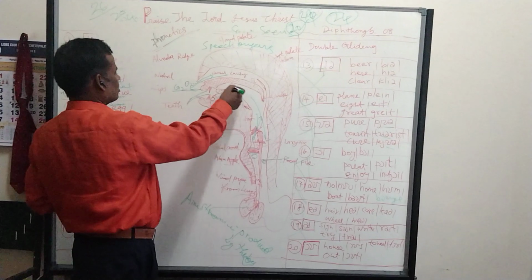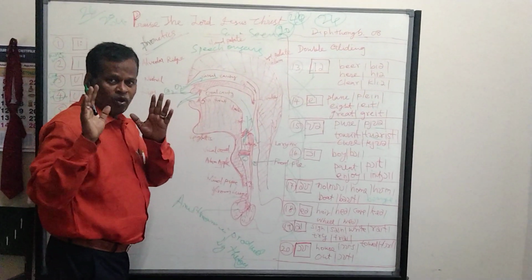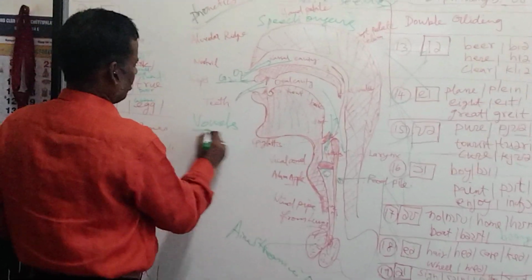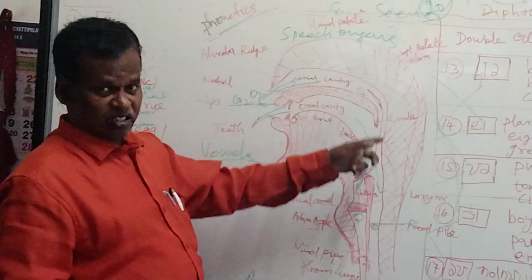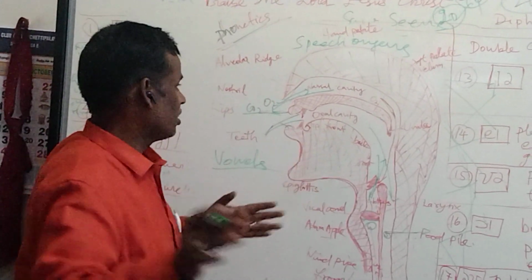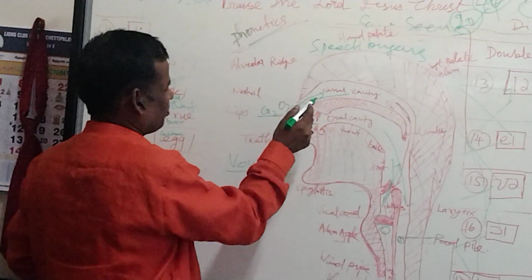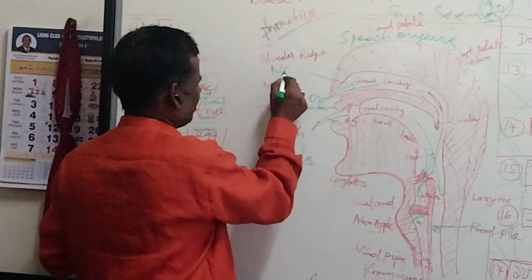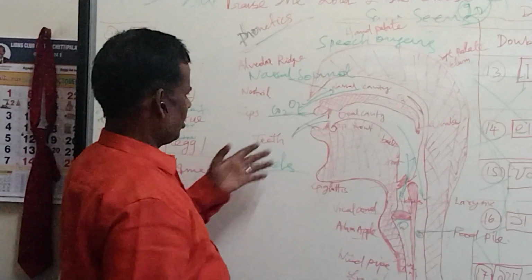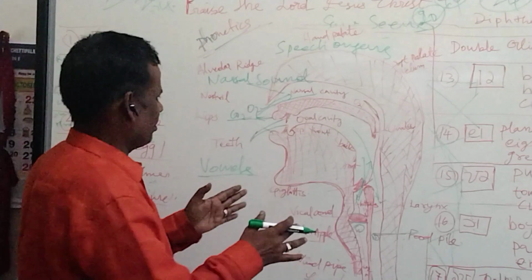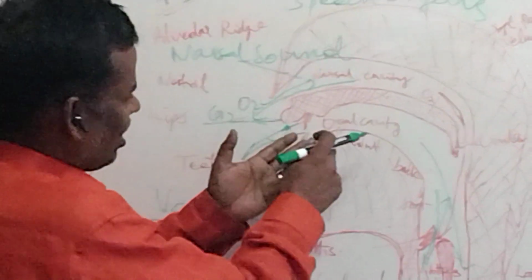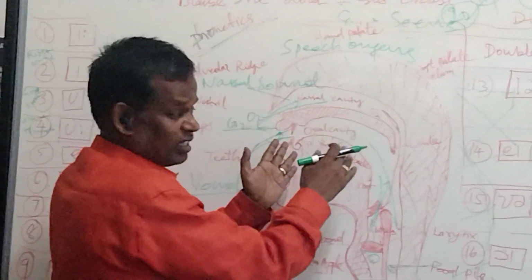When using words, without any restriction, the air stream is passed through this oral passage. That is called an oral sound, a vowel sound, vowels. When the air stream passes through the nasal passage, that is known as a nasal sound, like L, M, N. And when a block is caused by the lips, teeth or tongue, blocking the air stream, that is called a consonant.